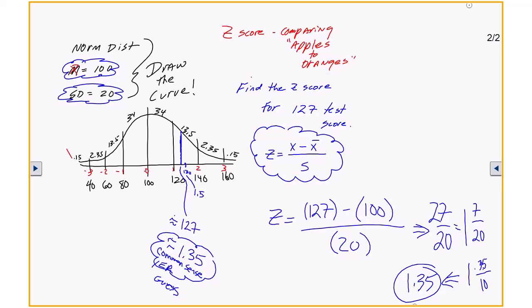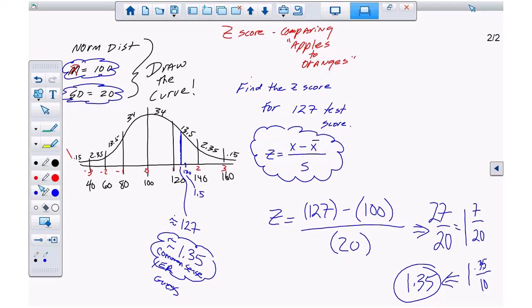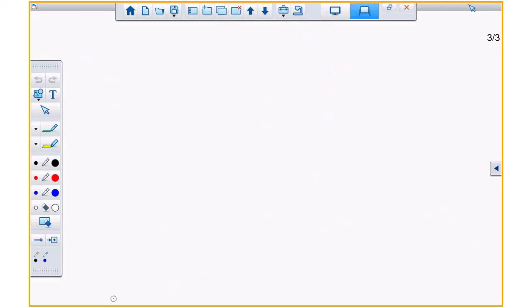Okay, so here you got the empirical rule, and here you got the z-score. Let's do another one. You alright? Okay, normal distribution.